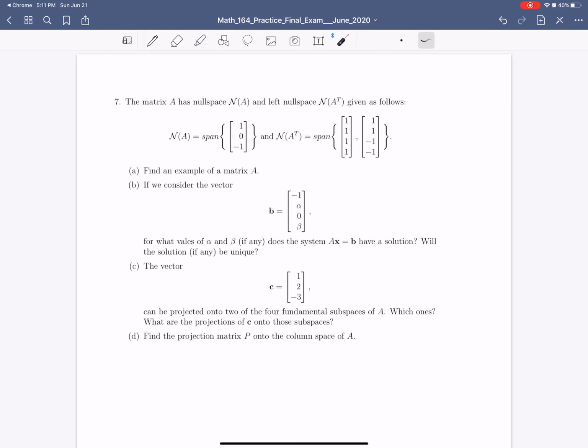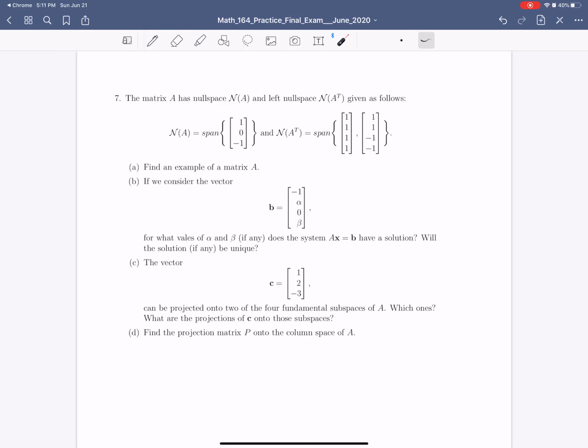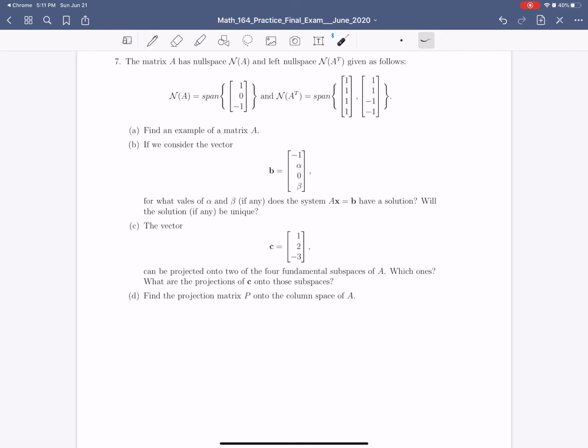Now, this problem is not new. You had this for the third exam. And the reason I'm bringing it here, although I've published solutions, is because I think you need to hear the way in which you should be thinking about problems like these. So what am I doing here? I'm trying to test whether you understand the fundamental theorem of linear algebra and how to use it.